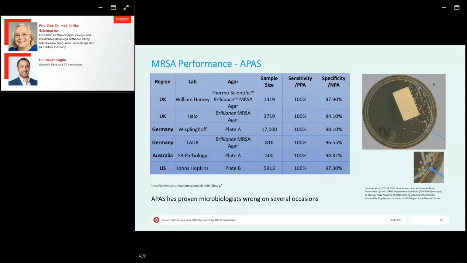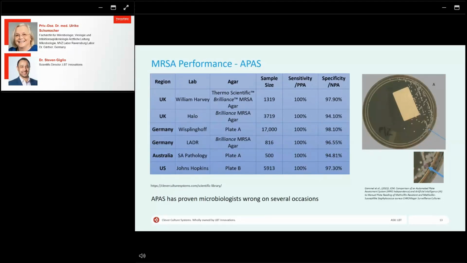When you look at the sensitivity, we have a sensitivity of 100%, and with APAS, one of our big strengths is really the way we can get very high specificities across these testing plates as well. So, our lowest specificity there is 94%. Our highest is close to 98%. So, really high sensitivity, really high specificity.